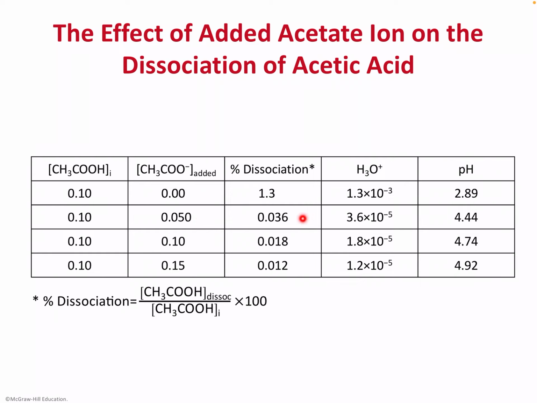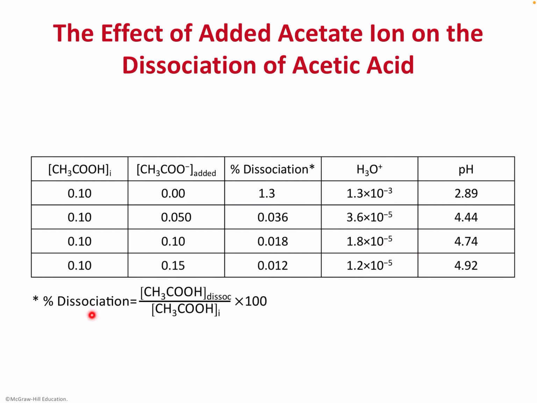So if it decreases, what happened to the hydronium ion? Hydronium ion also going to decrease. What about the pH? pH increases. Remember, we have an inverse relationship between hydronium ion and pH. pH is negative log of hydronium ion. So more hydronium ion, less pH. Less hydronium ion, more pH. And you add more acetate ion. The more acetate ions added, the degree of dissociation decreases. As a result, hydronium ions decrease and then the pH increases. Okay, so that's what this table shows.